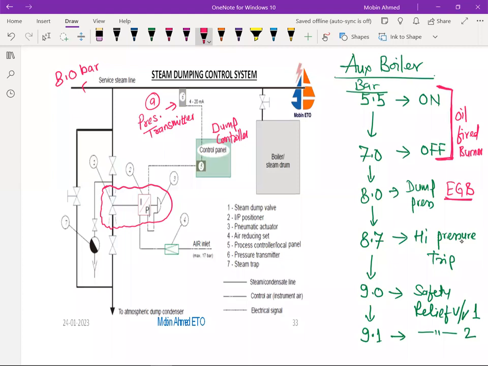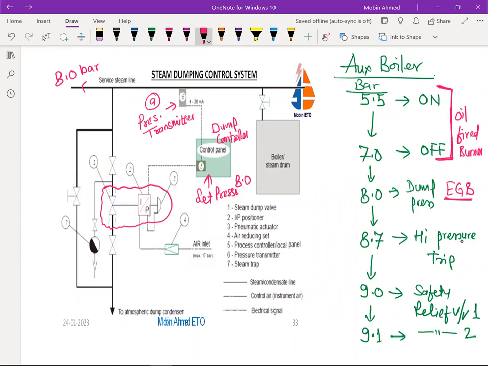Okay, so here we are going to have a set pressure, that is known as a dump pressure. So we can write dump pressure here. So we are going to set it at 8 bar. It is going to give the output to the IP converter. Again, the IP converter has come here.